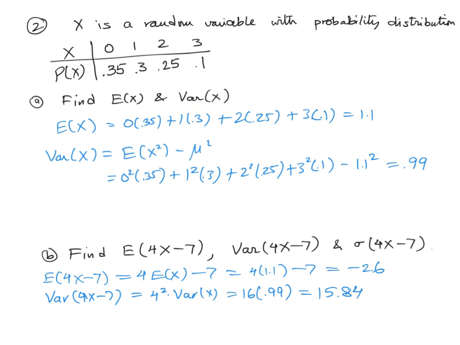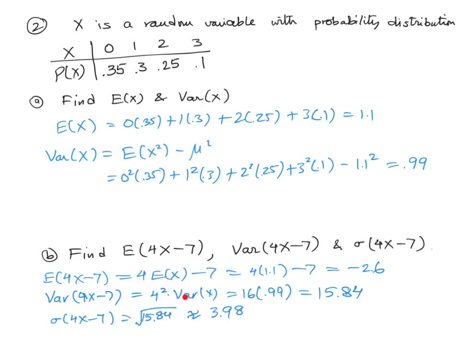Now because I already have the variance, I'm not going to try to find some special formula for the standard deviation of 4x minus 7. I'm just going to use sigma of 4x minus 7 is going to be square root of 15.84, which is approximately 3.98.